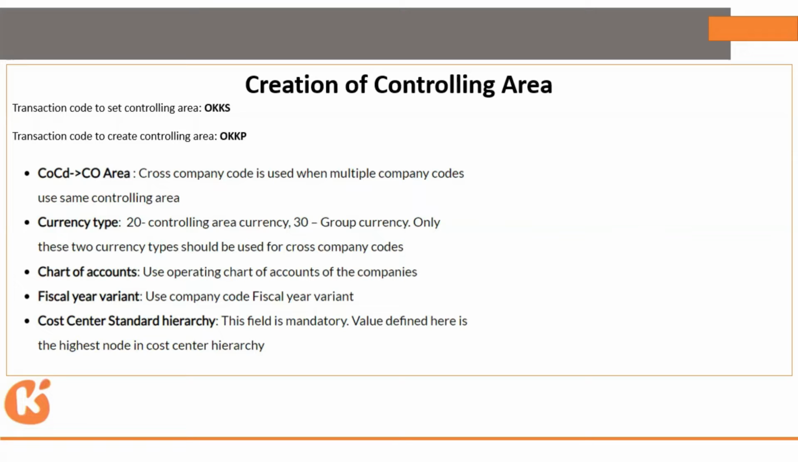And next is chart of accounts. We are using the operational chart of accounts for the same. The fiscal year variant will be the company code fiscal year variant, and then the cost center standard hierarchy. This field is mandatory if we are using cost center accounting, and whatever value we provide here is where the structure starts. This is the highest node in the cost center hierarchy. That means all the other departments, the whole tree and its respective branches, will share the value defined in this particular node.